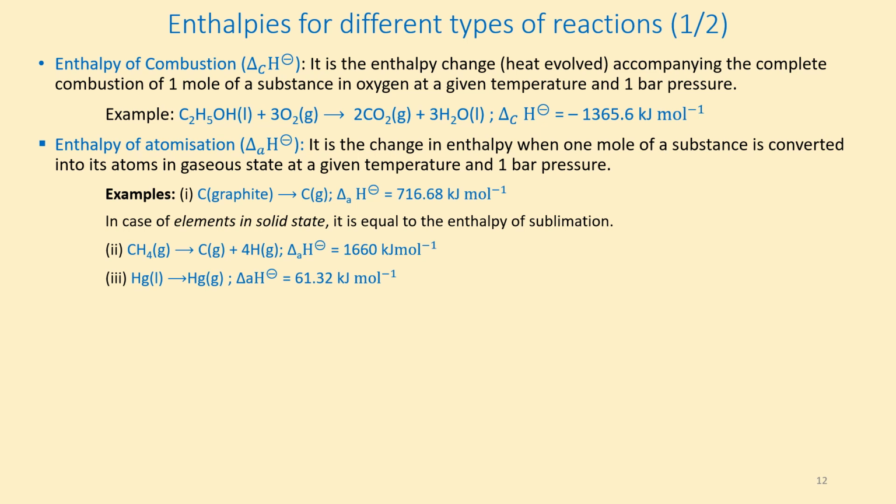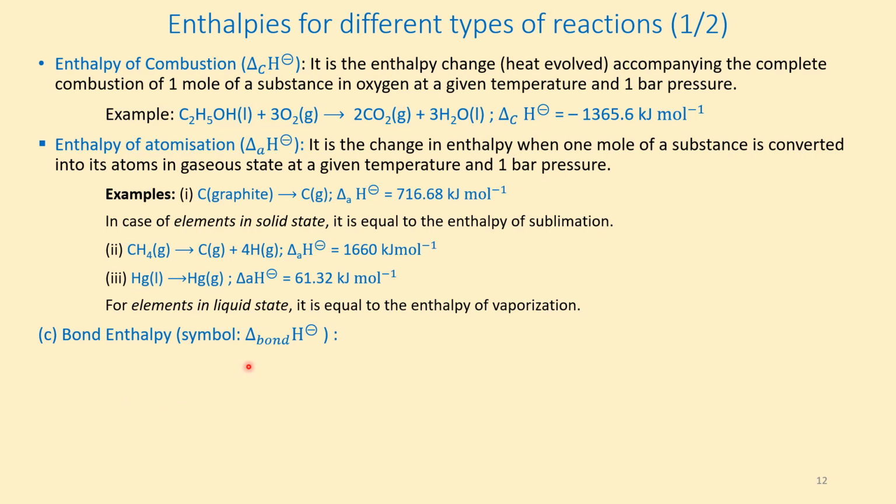Hg in liquid state splits to form Hg gas, it sublimes to form it. So delta a H naught is 61.32 kilojoules per mole. So for elements in liquid state, it is equal to the enthalpy of vaporization. So liquid vaporizes to become gas.